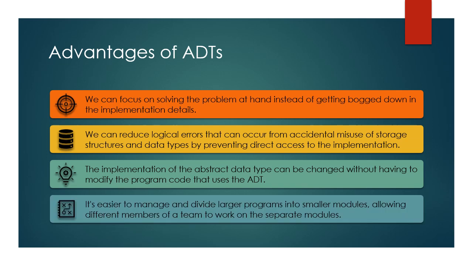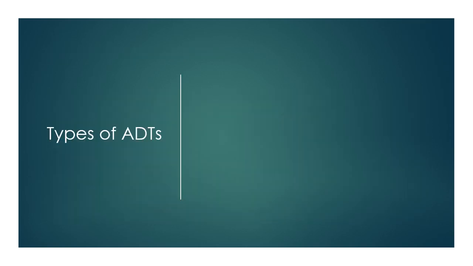It is easier to manage and divide larger programs into smaller modules, allowing different members of a team to work on the separate modules. Large programming projects are commonly developed by teams of programmers in which the workload is divided among the members. By working with ADTs and agreeing on their definition, the team can better ensure the individual modules will work together when all the pieces are combined.